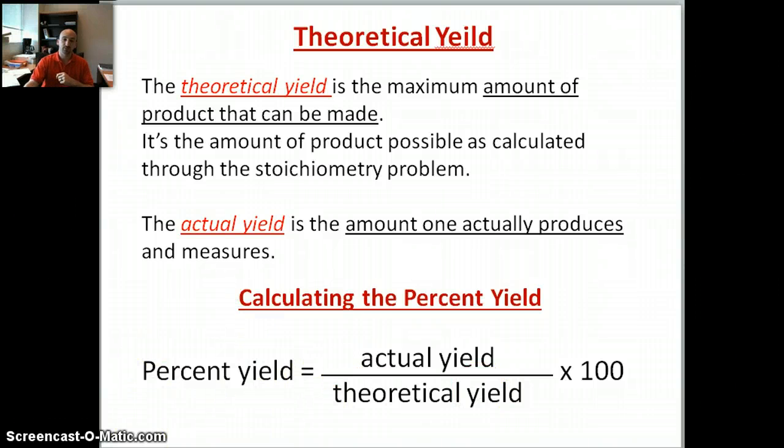You will do this numerous times in the lab if you are enrolled in that. So make sure you can calculate this as well. And that concludes chapter 3.